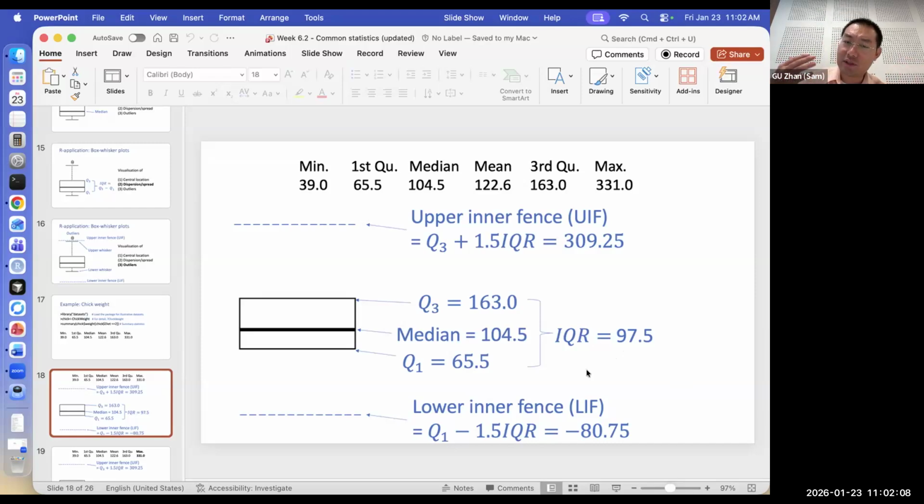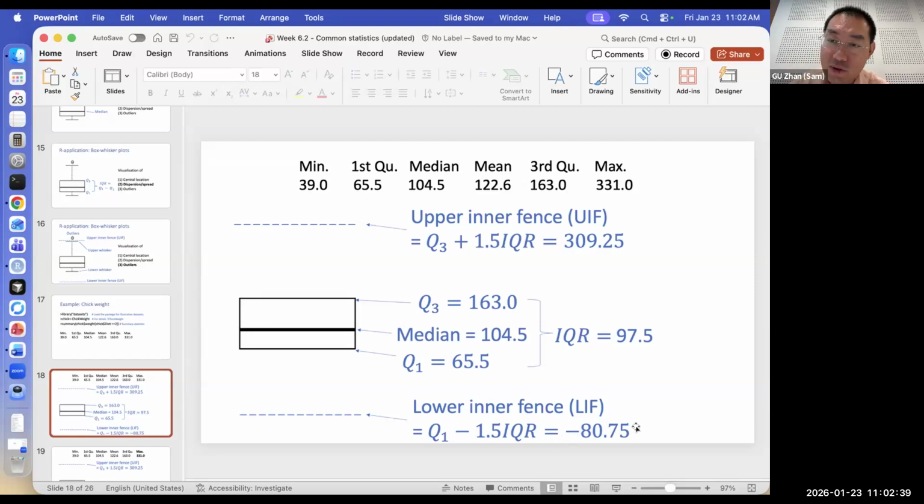Then next we need to determine the upper inner fence and lower inner fence. Upper inner fence is Q3, the Q3 value 163, plus 1.5 times interquartile range. Then you arrive at 309 gram. Okay, so upper inner fence at 309 gram, and the lower inner fence is Q1 minus 1.5 IQR. So it is a negative value, minus 80.75. It means negative 80 gram.